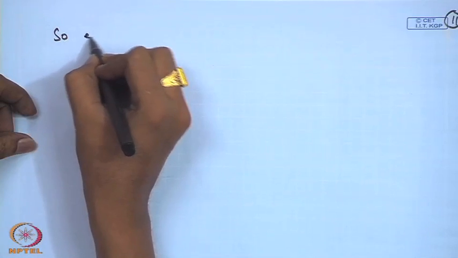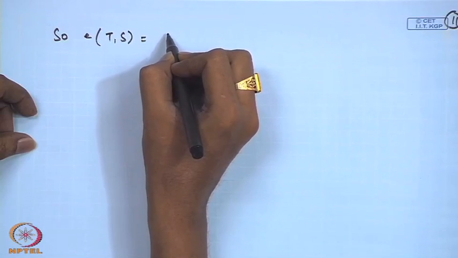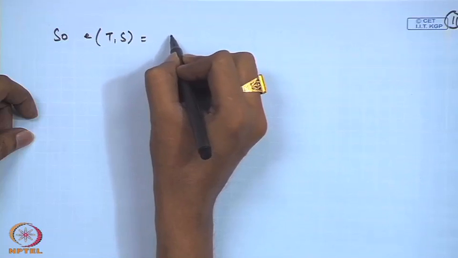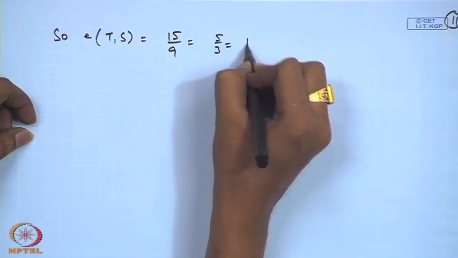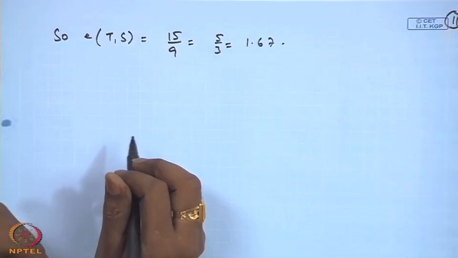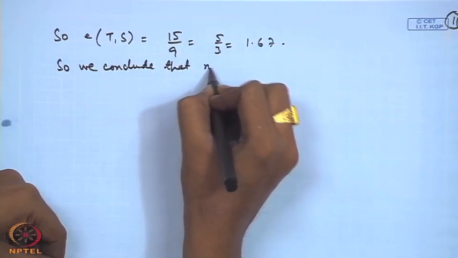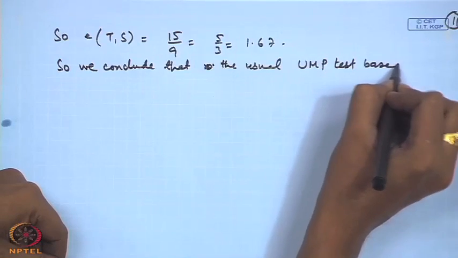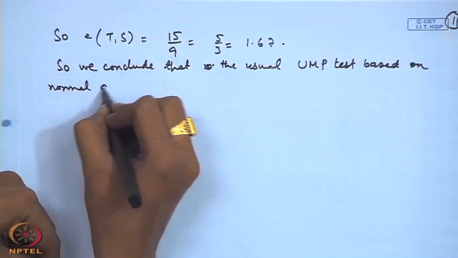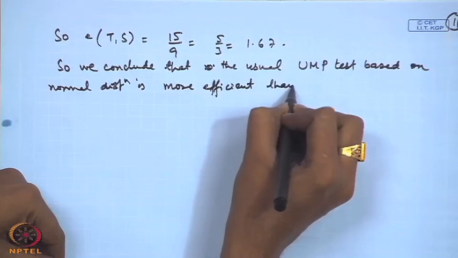So what do we conclude then? The efficiency of the normal test corresponding to this one will become equal to 15/9, that is equal to 5/3, that is equal to 1.67, etcetera. So basically it concludes that the usual UMP test based on normal distribution is more efficient than the sign test.